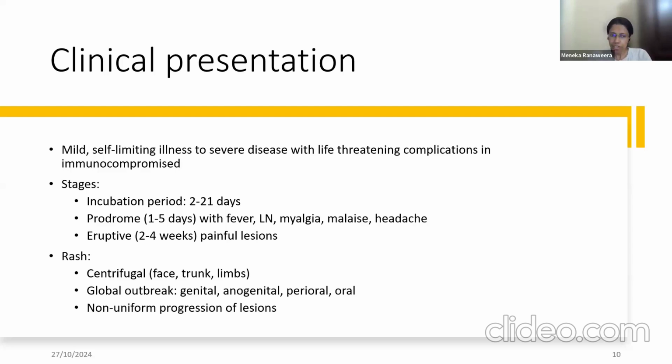Generally, on average, the rash tends to start on the face, going towards the trunk and limbs. However, during the global outbreak, when clade 2b was prevalent, there were differences in this pattern. The rash was more prominent in genital, anogenital, and perioral and oral areas. And also there was this non-uniform progression of lesions. Generally, what was associated with Mpox previously was uniformity in the lesions. But now what we are seeing is that different types of lesions can be present at the same time.